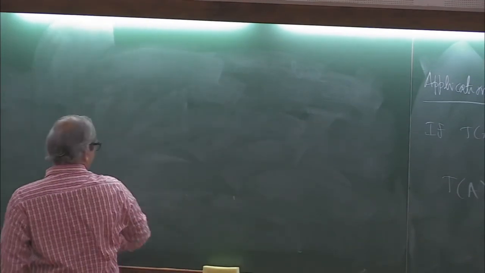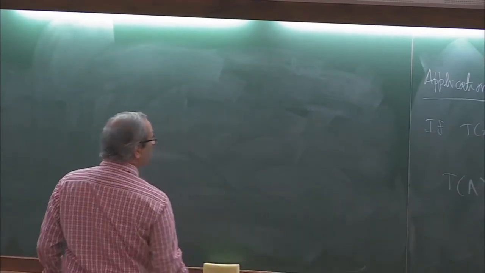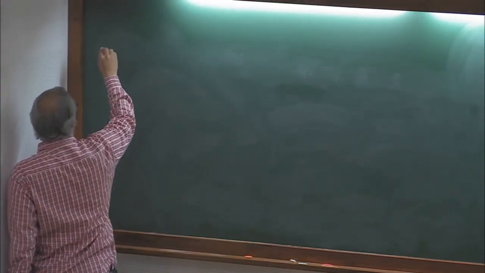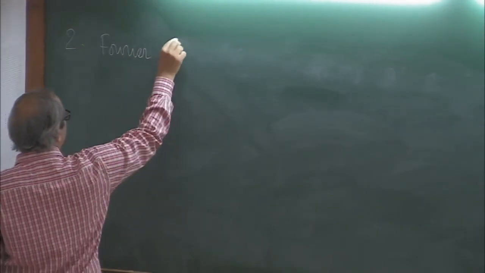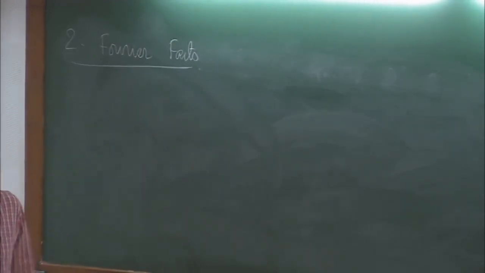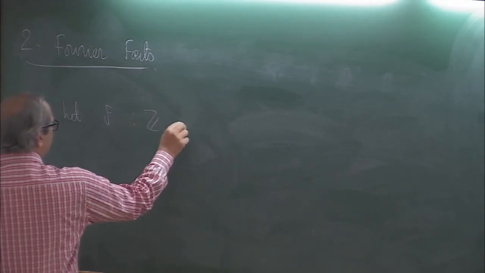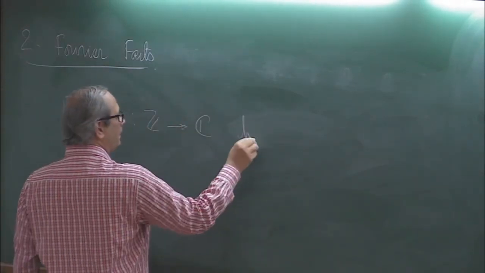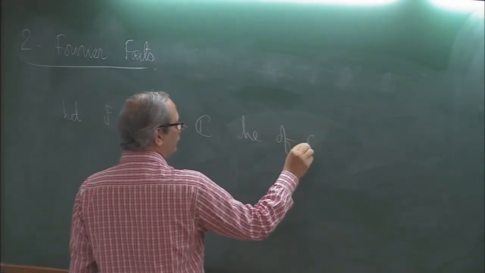Since we have very little time, let me summarize quickly the Fourier facts. Let me call this section 2. I call this Fourier Facts, because they're just too trivial to be called anything else. We will work only with f from Z to C, of finite support.